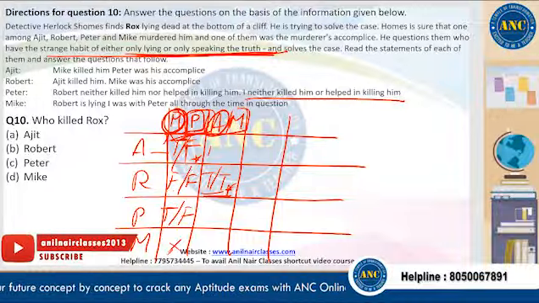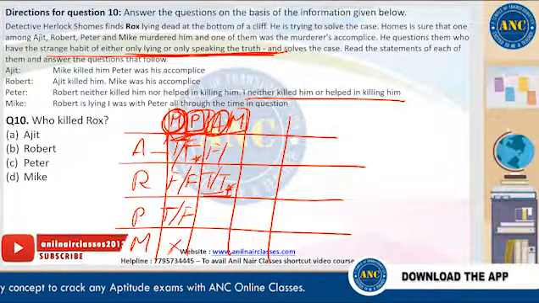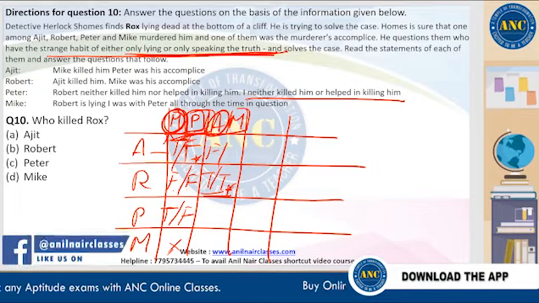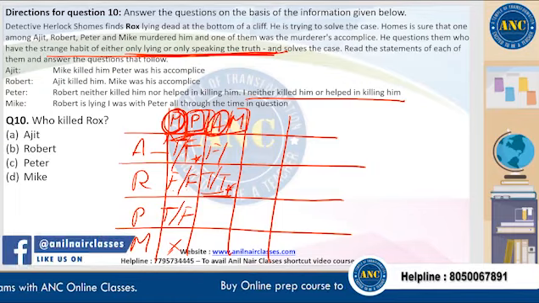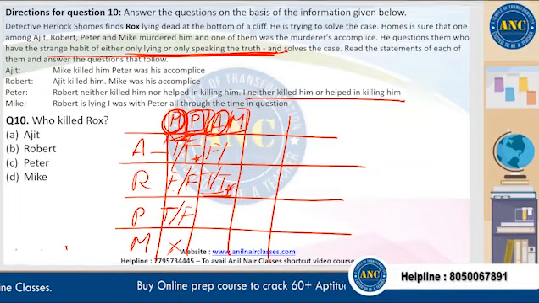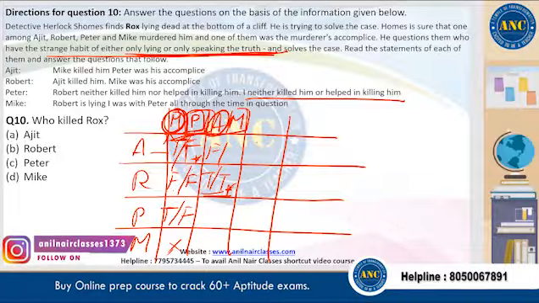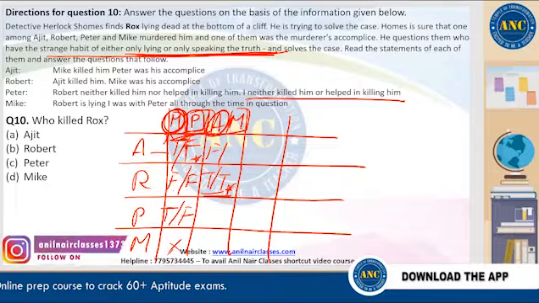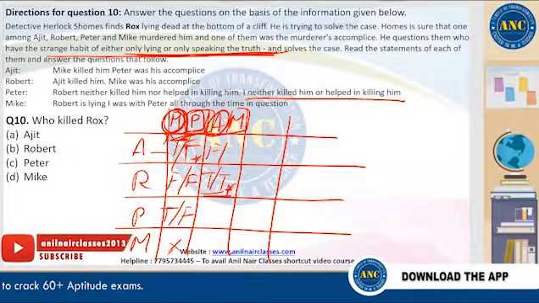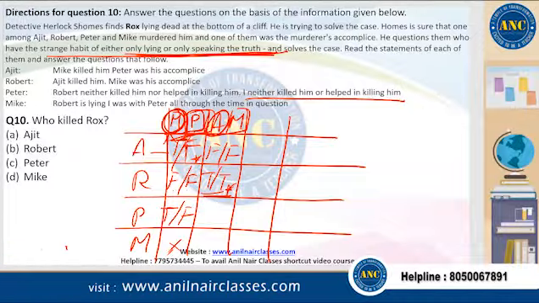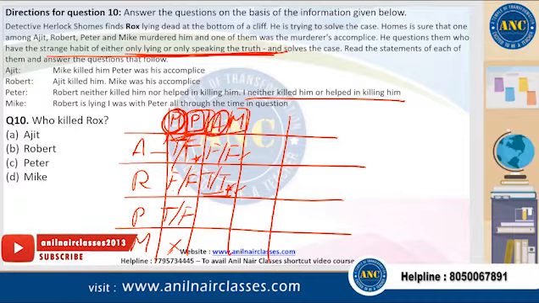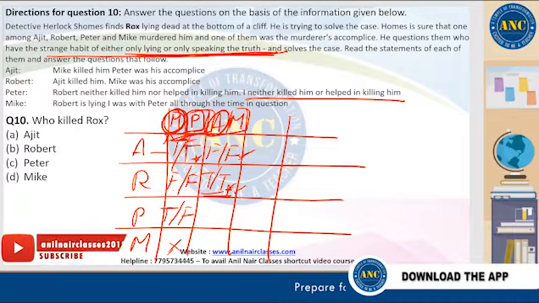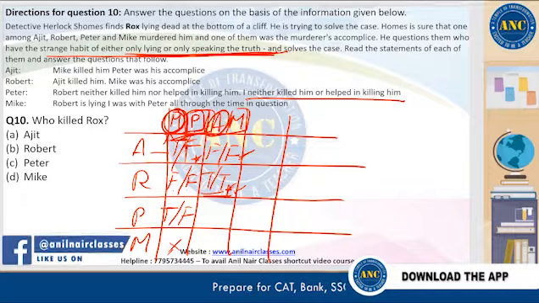So Mike did not kill him. That is false. Second statement for Ajit: Peter was his accomplice. Was Peter really the accomplice? No, that is also false. That means we have a false and false. We are going strong. Here it was anyway the assumption, but here we're going strong. We need all true or all false. So let's go to the third statement.